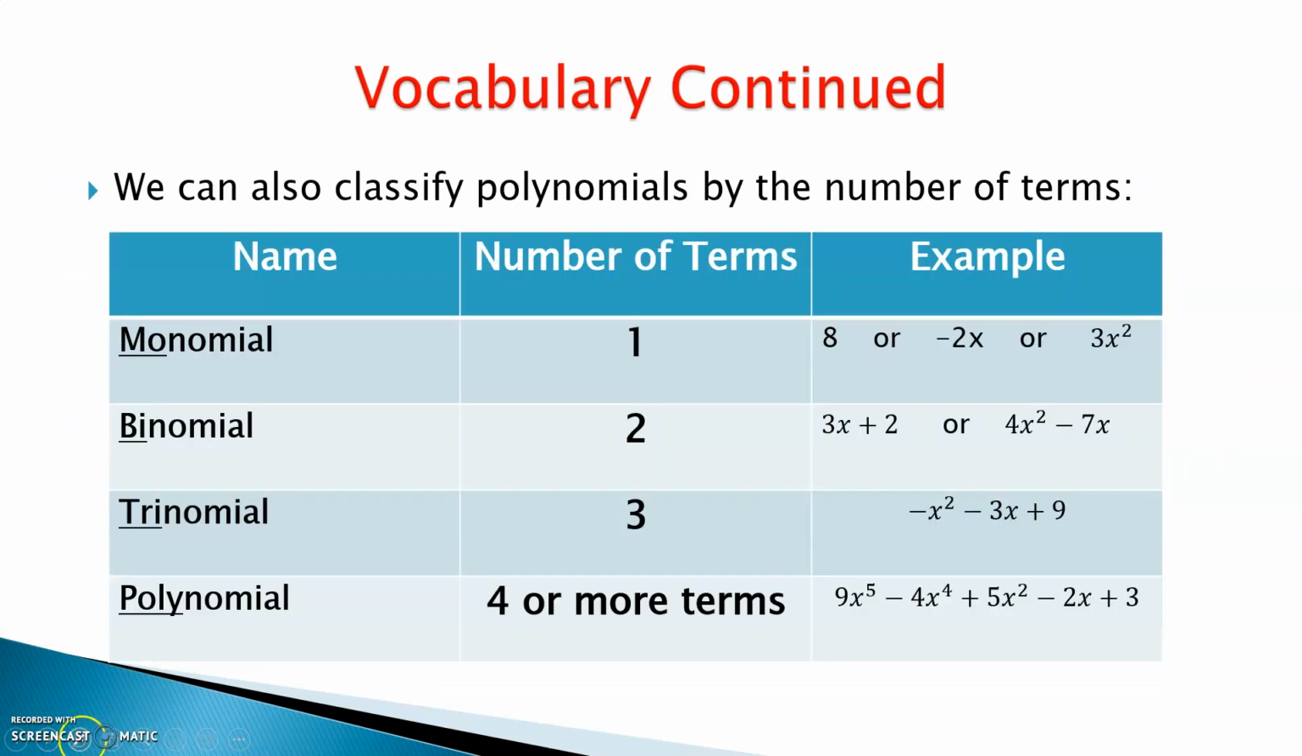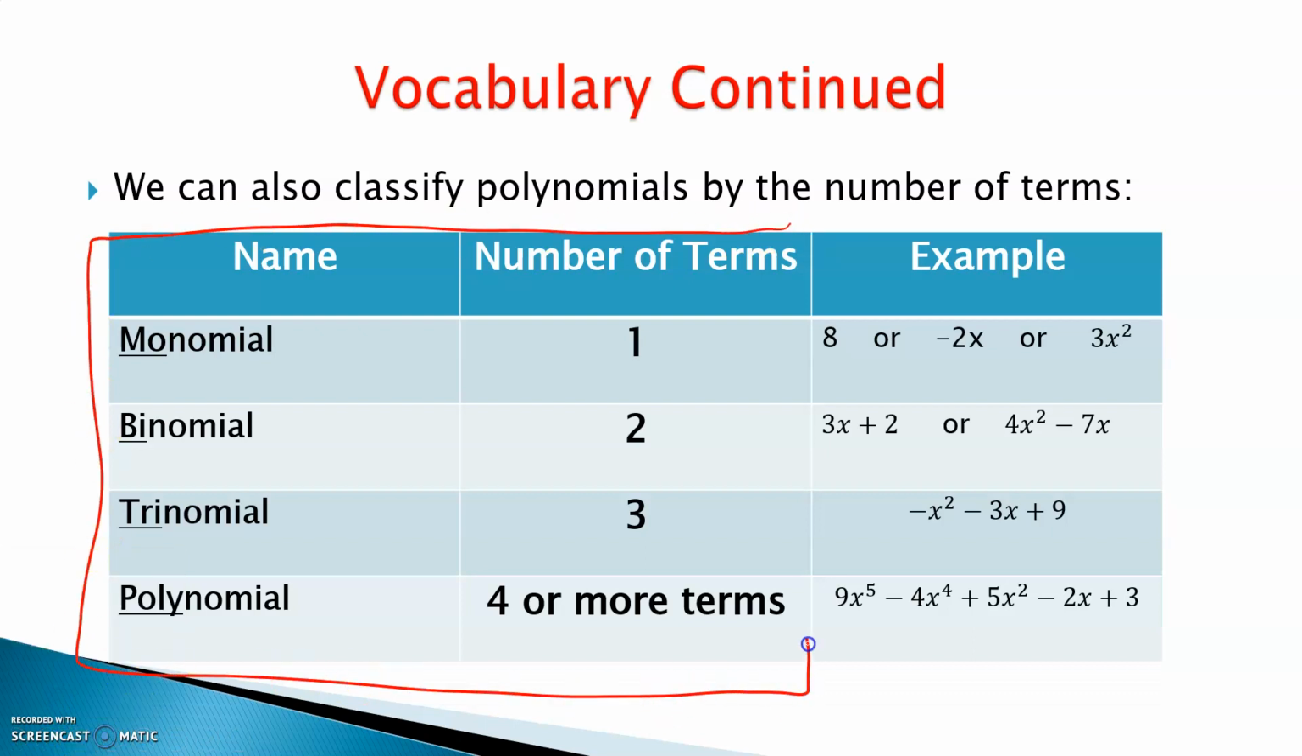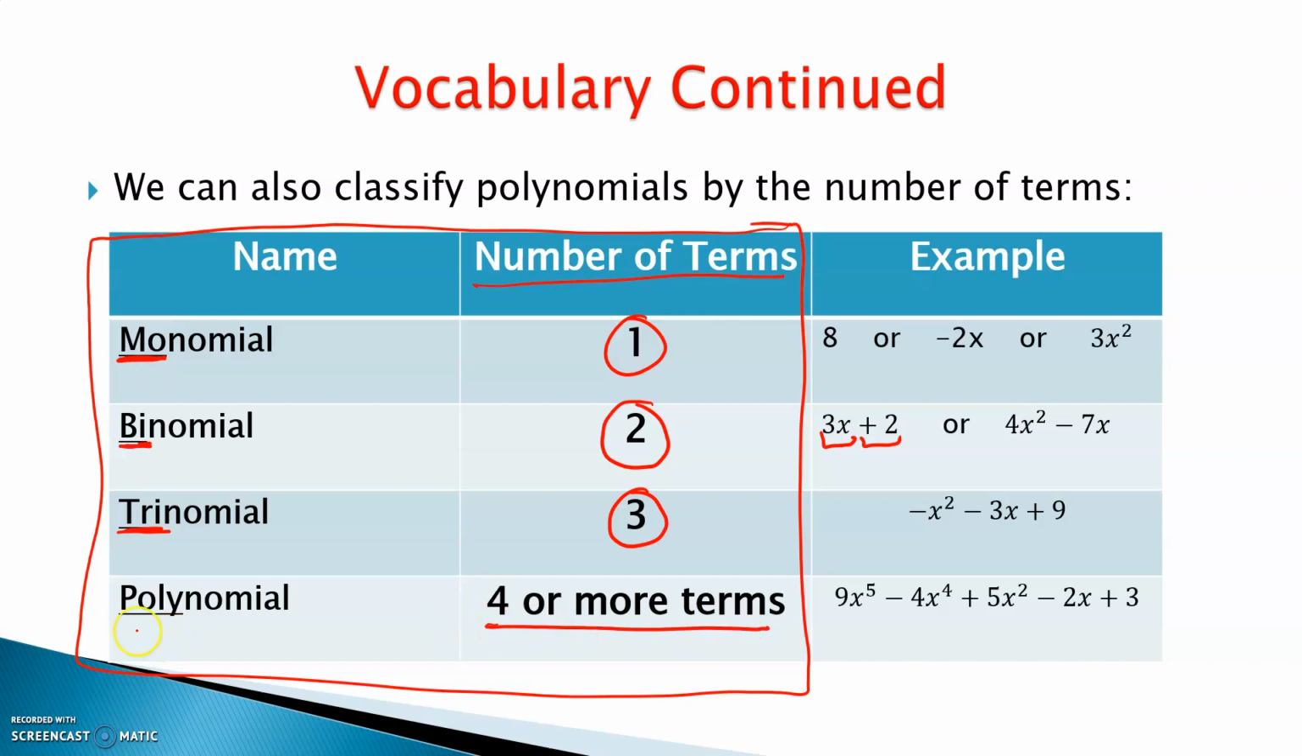Okay, the last thing is what I need you to copy is this section right here. There are specific names when it comes to the number of terms. So if something only has one term, we call that a monomial, right? That's the technical name for it. If something has 2 terms, like 3x plus 2, we call that, like a bicycle has 2 wheels, a binomial. What about if it has 3 terms? Well, like a tricycle, we're going to call this one a trinomial. Anything that has 4 or more terms, we at that point just start calling it a polynomial.